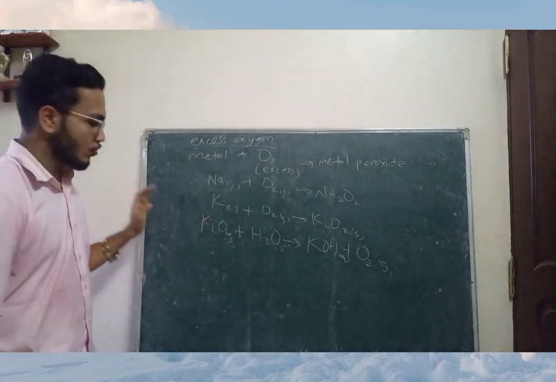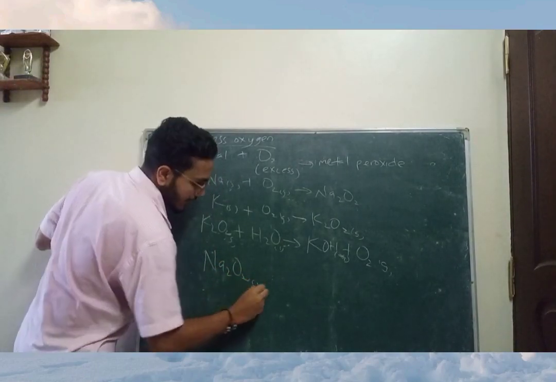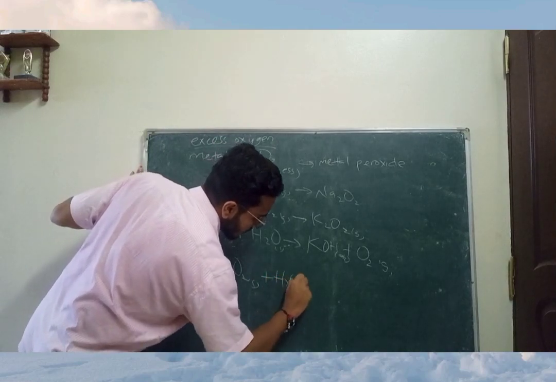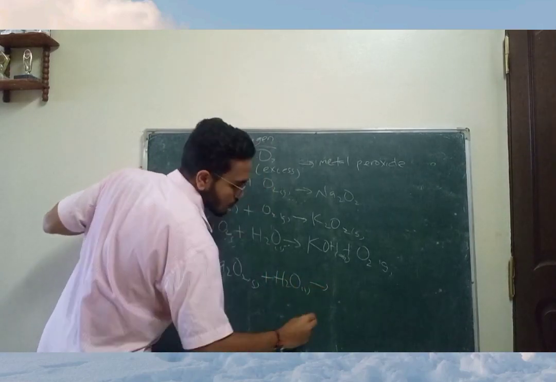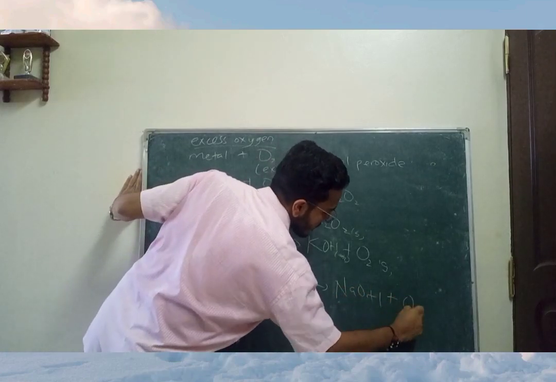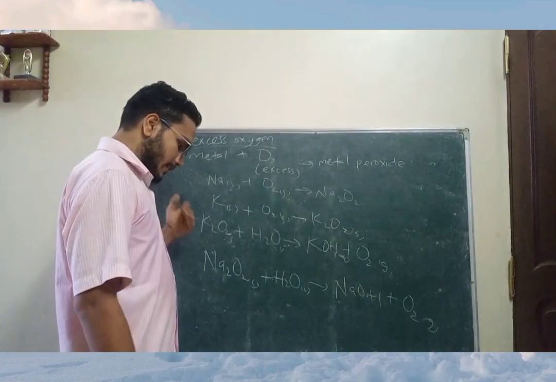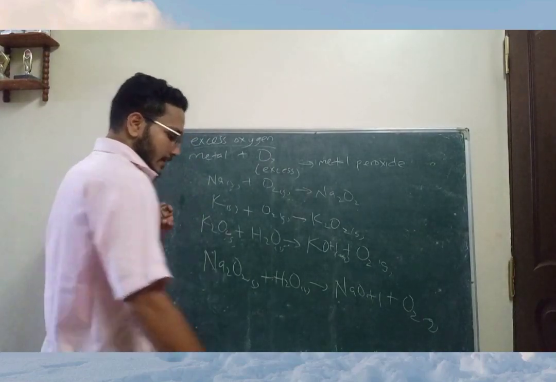The same can be for sodium. Sodium peroxide reacts with water to form sodium hydroxide plus oxygen gas. Now we will learn chemical equations at the end so we can balance them.